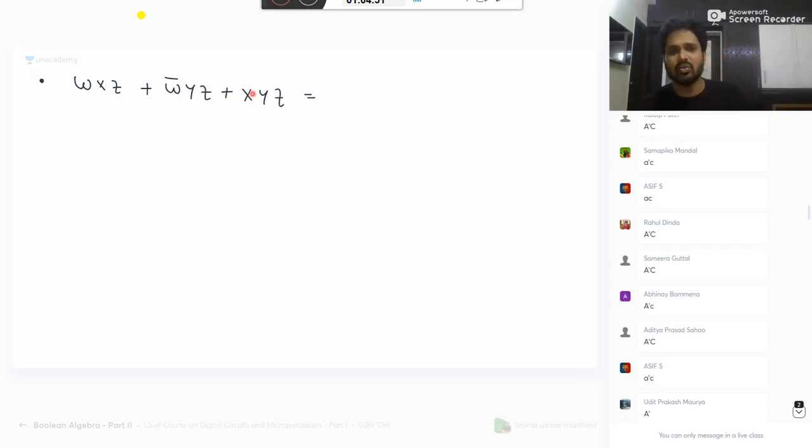Need not do much. Very simple. What is the answer? Variable and complement, the remaining product is there: xz into yz, z square will not be there, z into z is z only. So it is wxz + w̄yz. Your job is very simple now. Is it okay? So you are able to identify consensus happily now onwards.